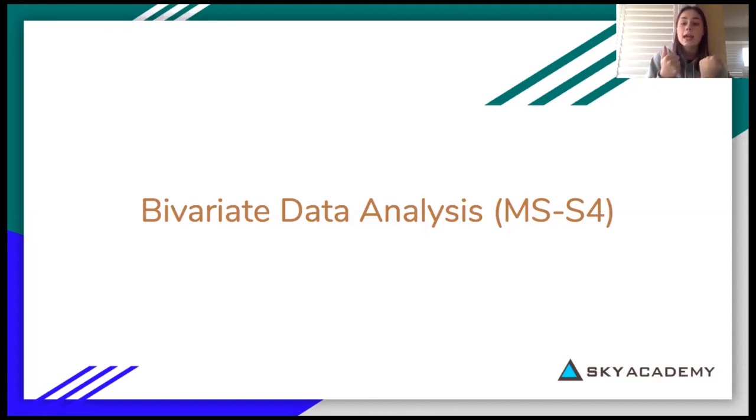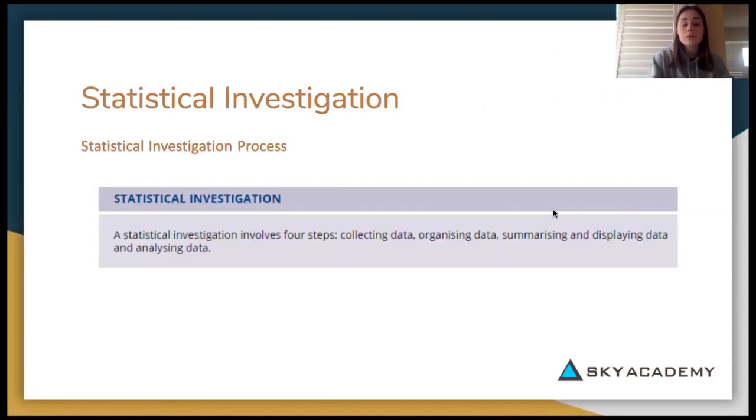And finally, in this video, we are just quickly going to look at some other terms or some other things just to know regards bivariate data analysis. So firstly, statistical investigation. This is a process that just involves 4 steps. It involves collecting data. It involves organizing the data that you've collected. It involves summarizing and displaying the data. And then finally, analyzing the data.